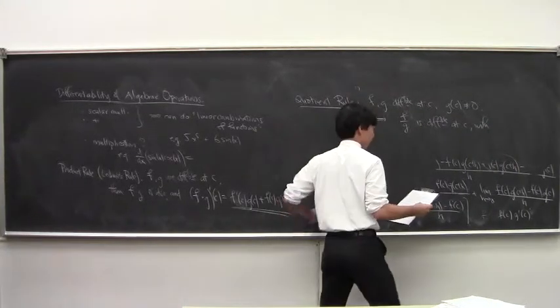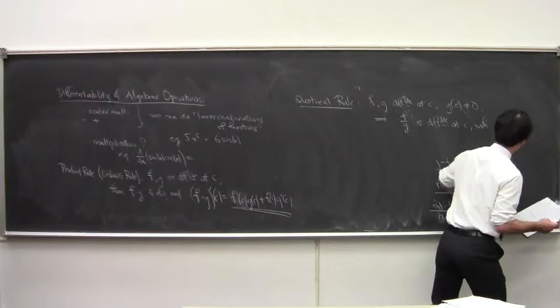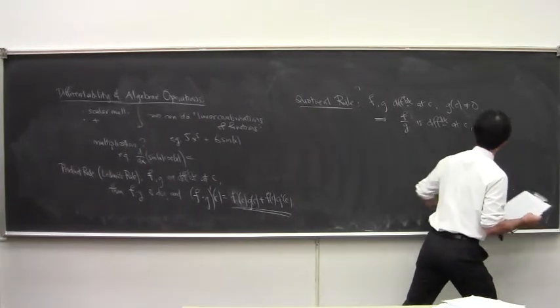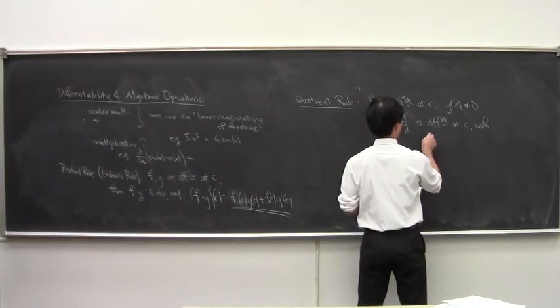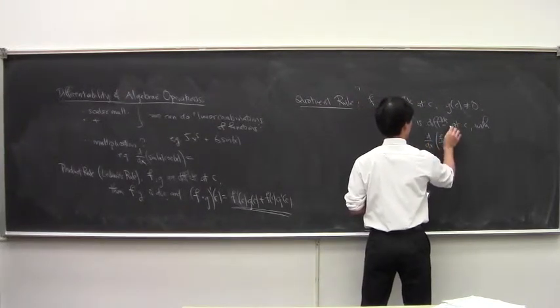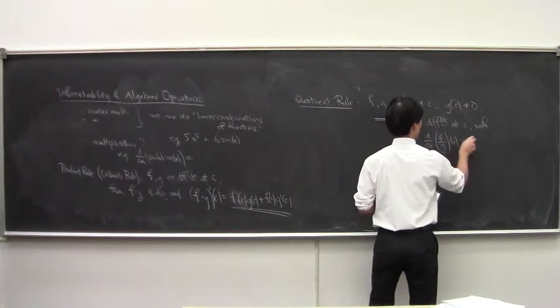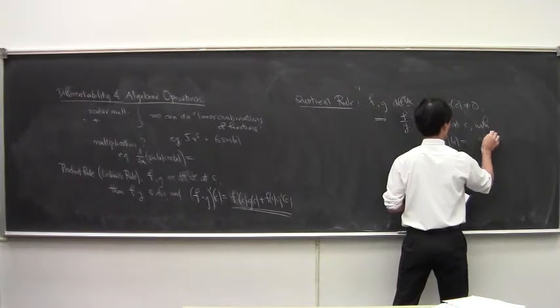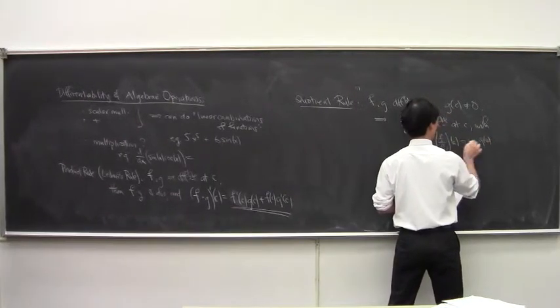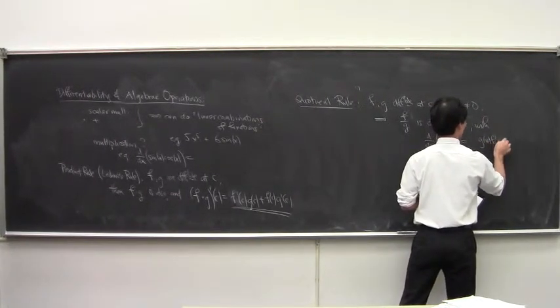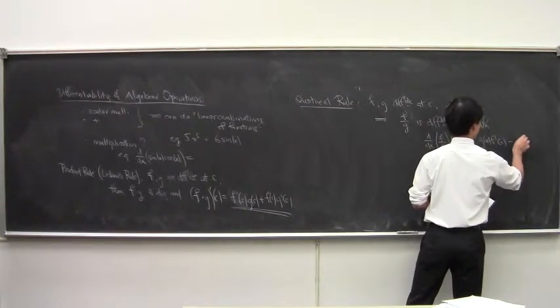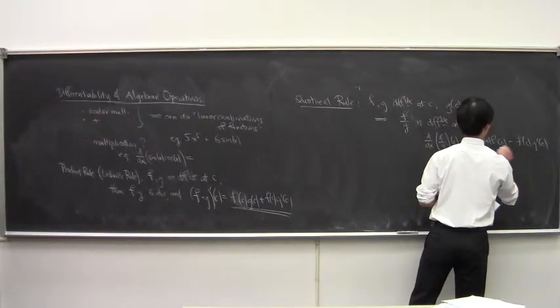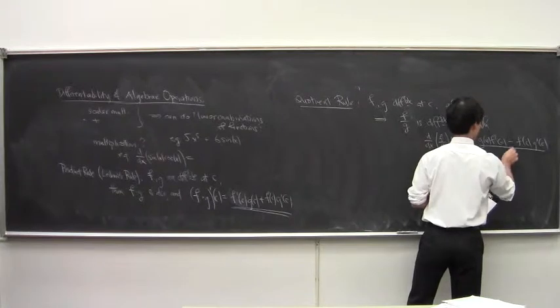with the derivative being the bottom times the derivative of the top, minus the top times the derivative of the bottom, over the bottom squared.